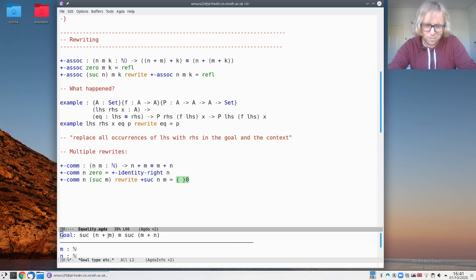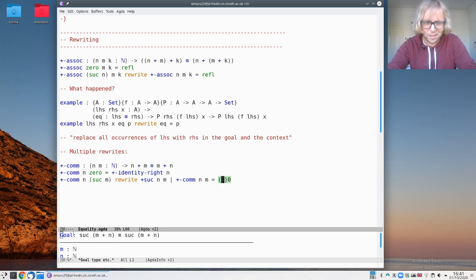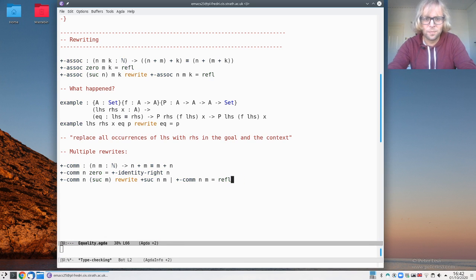Okay, so now we can do a cong of suc if we want, or we can do another rewrite, because what's left to do is to change this n plus m into an m plus n. That's a recursive call. So I do a vertical bar, and then the other thing I want to rewrite by as well. And now let's see what my goal is. Now I've gone all the way to a goal which is actually trivially true. Right. So you can have multiple rewrites in one line if you want.